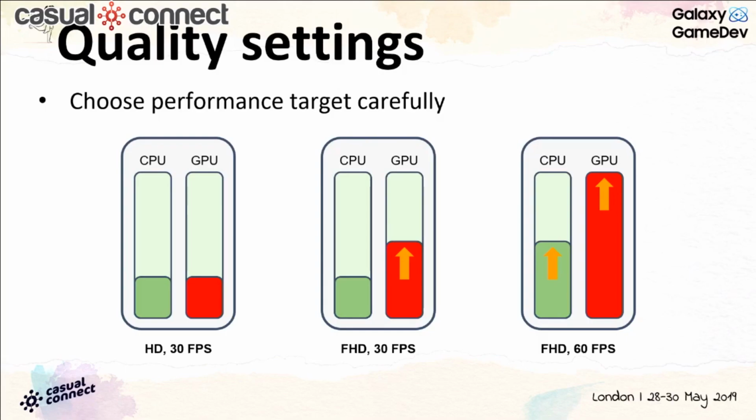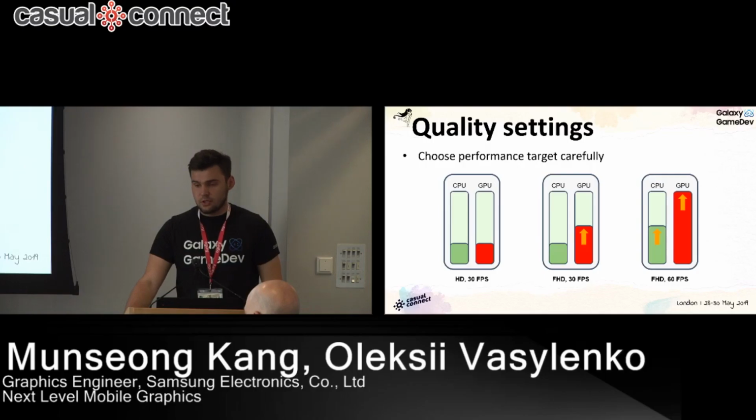Also, you have to choose your performance quality, your performance target, very carefully. So let's say you're targeting HD resolution and 30 FPS. Simply by increasing your resolution to Full HD, your GPU load will be increased about twice. And if you're targeting Full HD and 60 FPS, CPU load will be increased about twice, while GPU load will be increased more than 4 times. So you should be careful with that.